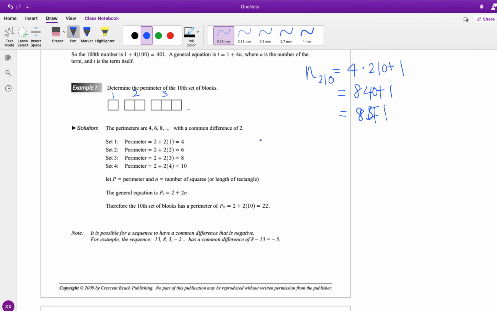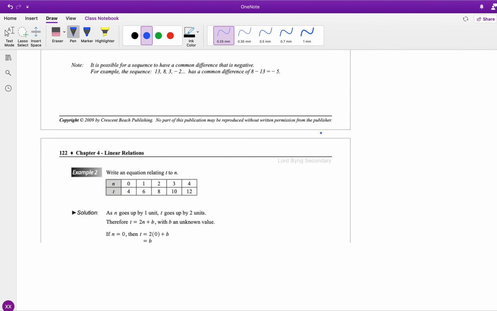So that means my block perimeter equals 2 multiplied by the term. But hold on, if my term 1 is 1, then it should be 2. No. The term 1 is 4. Therefore, I'm going to add on 2. And then this is my equation. So I always use my first term to check how much I need to add or subtract.